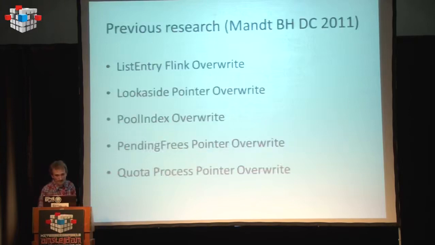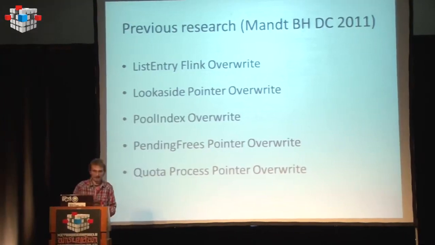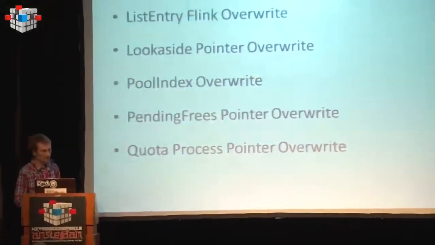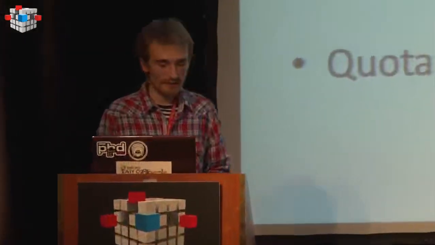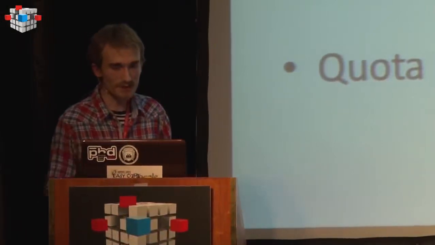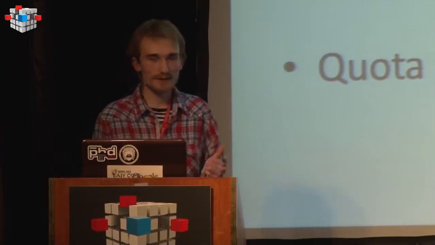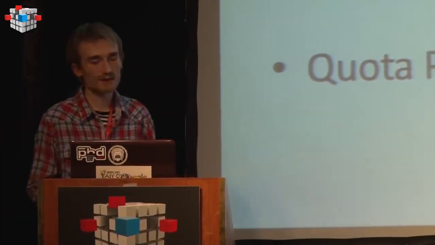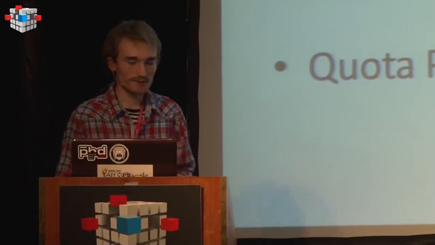In 2011, Tarjei discovered that Microsoft implemented safe unlinking in a not-so-secure way. There are about 5 techniques. For example, list entry link override: he discovered that Microsoft checks only the backward link. So if you control the forward link, it leads to an arbitrary pool override.